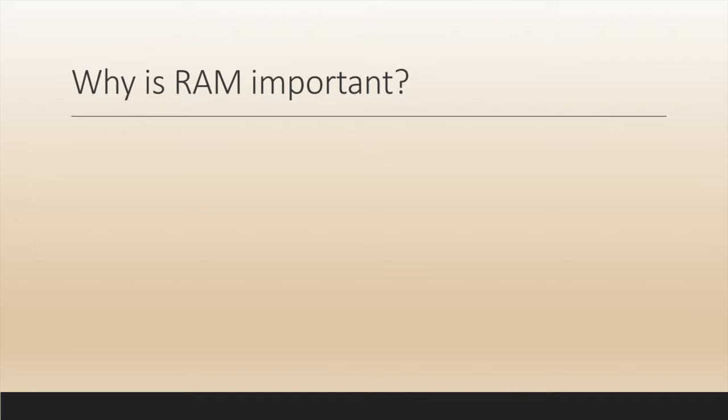So let's get after it. What is RAM? It is random access memory. It's basically the middleman between your processor and your hard drive. Why is it so important? Well, it's a super fast form of computer memory that allows your computer to store what it needs at that exact point and nothing extra.